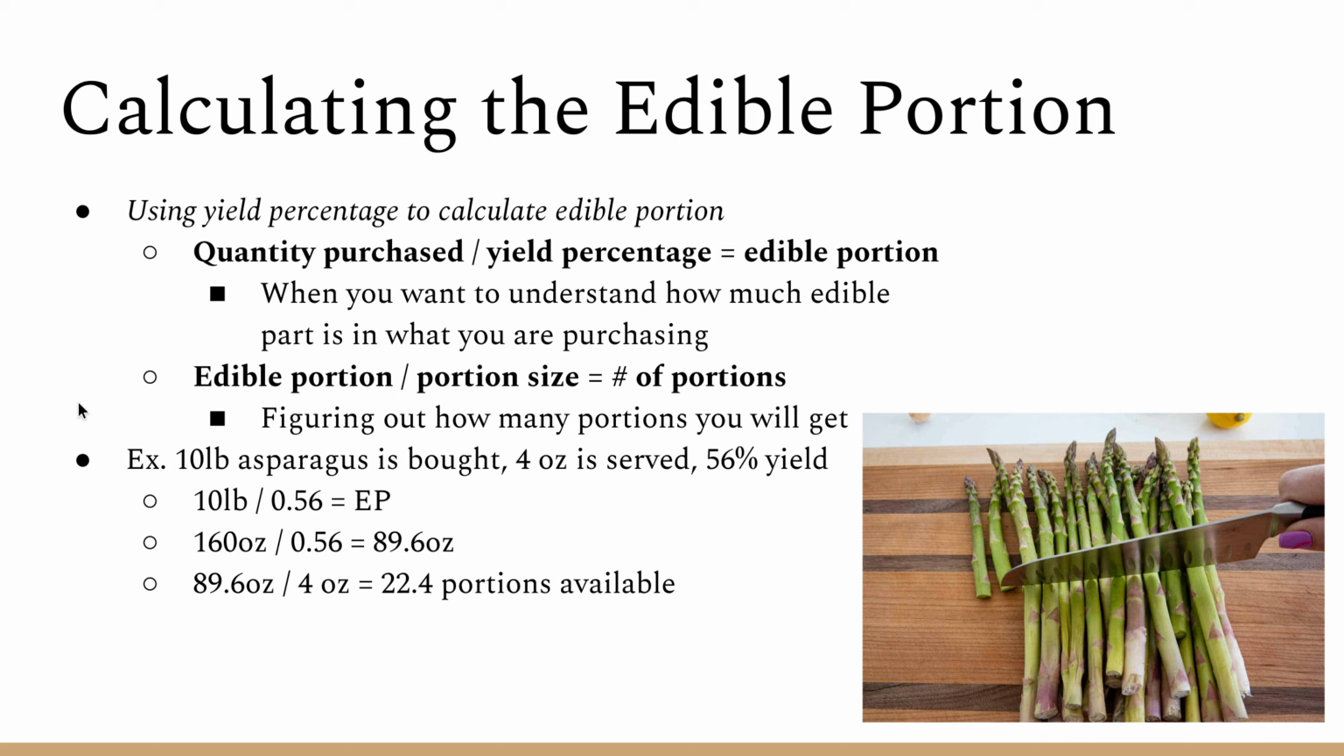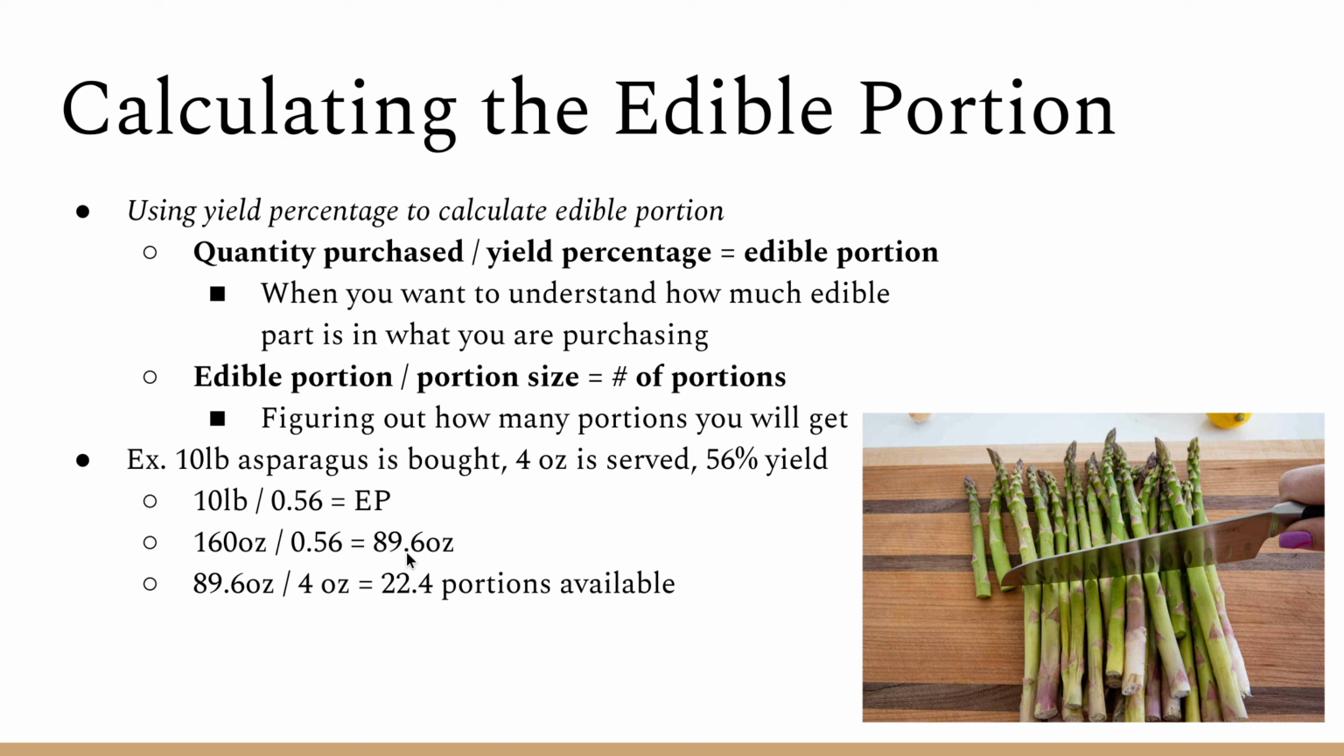Plugging in all of our information, I'm taking 10 pounds divided by 0.56, our yield percentage, and that's going to get me an edible portion. But because I also have this portion size included and it is in ounces, I'm going to go ahead and convert the pounds I have here into ounces just so it's a little easier to work with. So 10 times 16 gets us 160 ounces total divided by our yield percentage, which is 56.